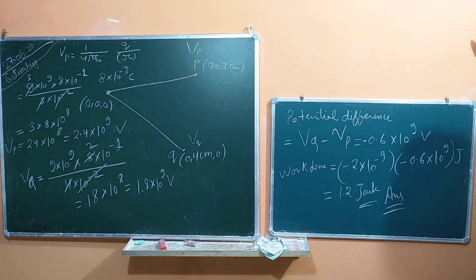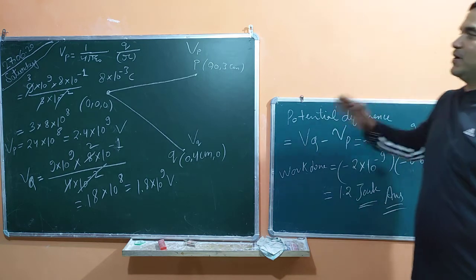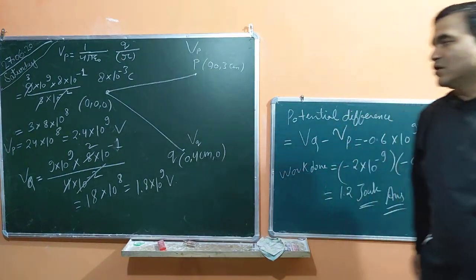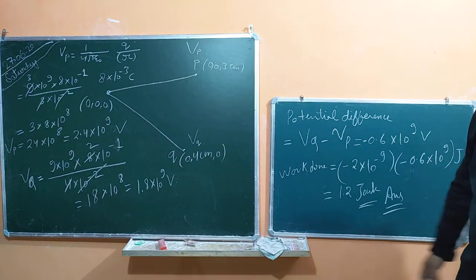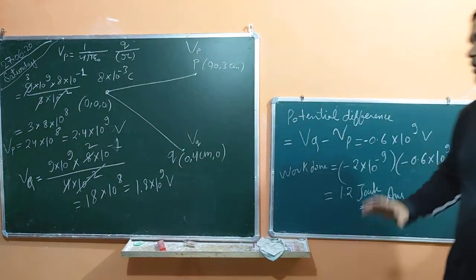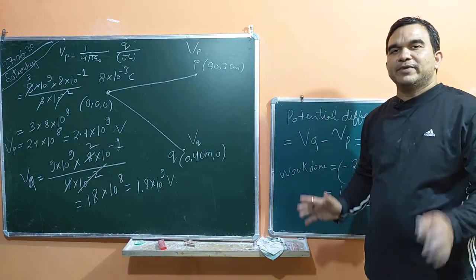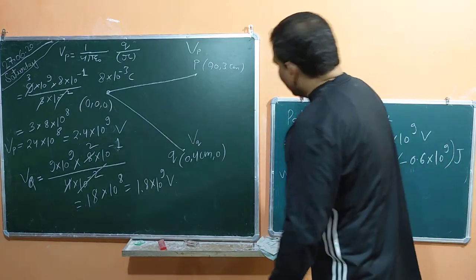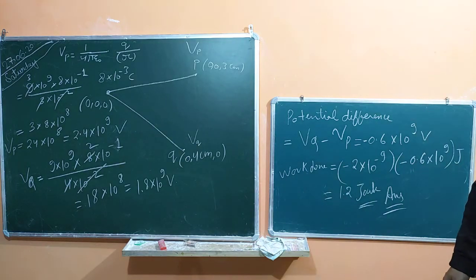ठीक है. So I hope आपको ये एक्सप्लेनेशन समझ में आया होगा. अच्छा क्वेश्चन था. इसमें आपको पहले इस पॉइंट पर पोटेंशियल निकालनी है, फिर इस पॉइंट पर पोटेंशियल निकालनी है, फिर you need to find the potential difference VQ minus VP, और उसके बाद जो पोटेंशियल डिफरेंस आया उसको हमने चार्ज से मल्टीप्लाई कर देना है. So this was all about problem statement 2.12. Thank you very much.